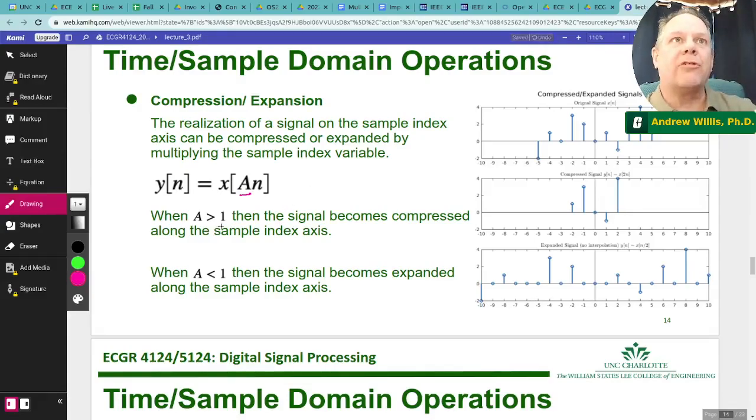So when a is greater than 1, the signal is compressed, or it gets shorter. We show a signal here on the right, and the compressed version of it is shorter and it's losing samples, right? Because you make it shorter and it only takes on values at integer locations. If it becomes shorter, well, you have to throw out values.